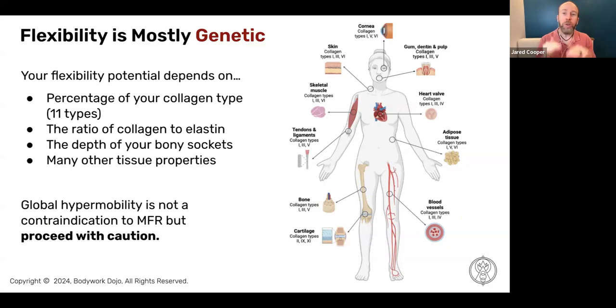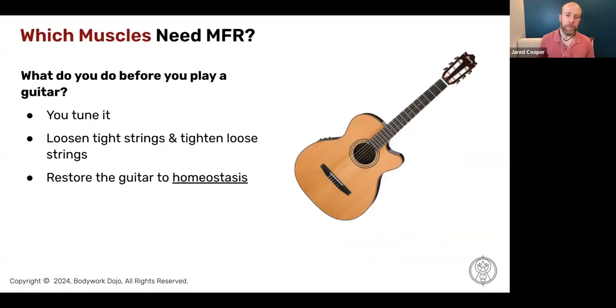Now, global hypermobility is not a contraindication to myofascial release, but proceed with caution. If you take somebody who's hypermobile and you do a bunch of myofascial stuff on them and make them more hypermobile, you actually increase the risk of joint injury over time, because joints need to be mobile, but they also need to be stable. So keeping that in mind, you can use this little pinky test with your clients. Take that one home with you and use it tomorrow.